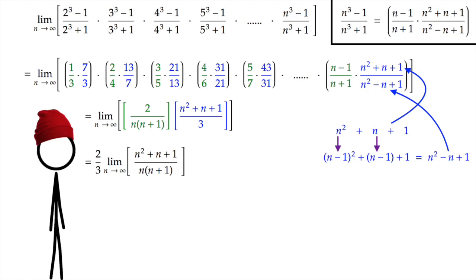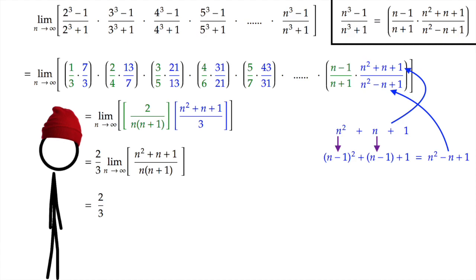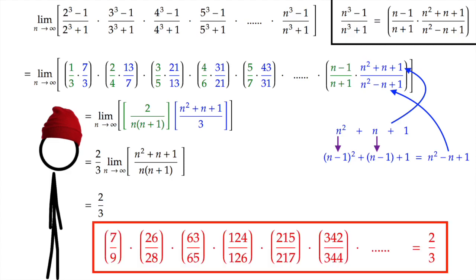Find the limit of this n squared plus n plus 1 over n times n plus 1, which is a really easy limit. First week of Calculus 101. Boring. It equals 1. So the final answer is just 2 over 3 times 1, which equals 2 over 3. Hooray! 7 over 9 times 26 over 28 times 63 over 65 times 124 over 126, etc. forever equals 2 over 3.